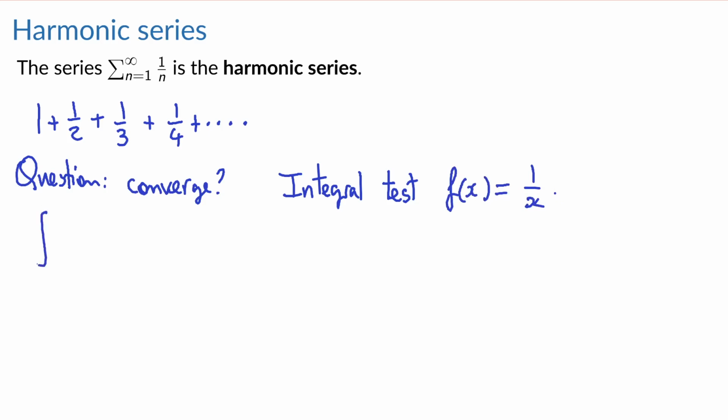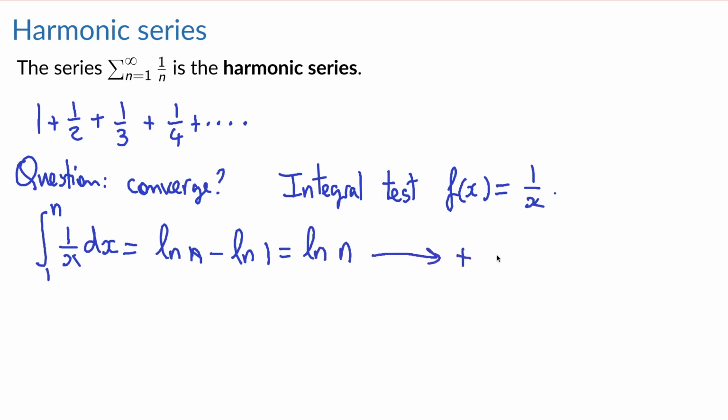All right, we just calculate the integral from 1 to n of 1 over x dx. That's the natural log of n minus the natural log of 1, which is just the natural log of n. And that goes to infinity as n goes to infinity. So it diverges. Right, so the harmonic series diverges by the integral test.